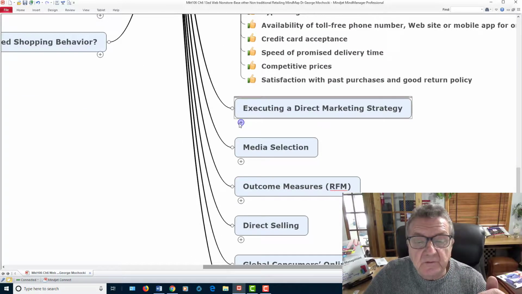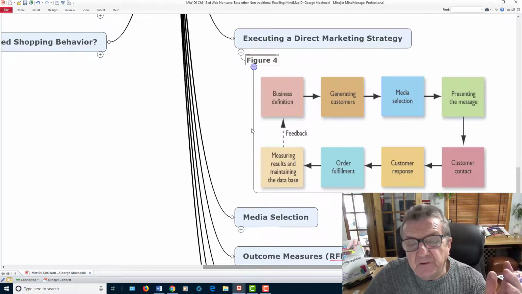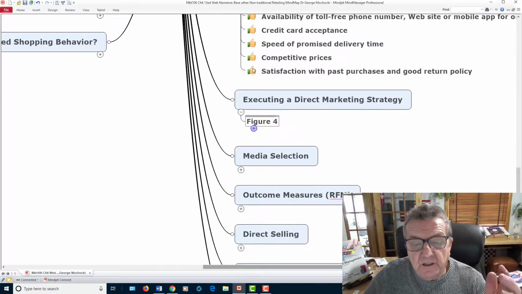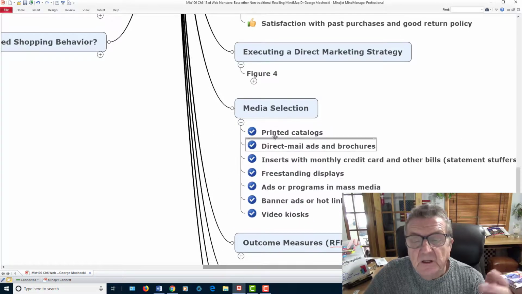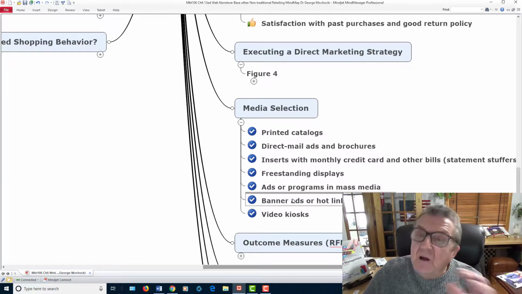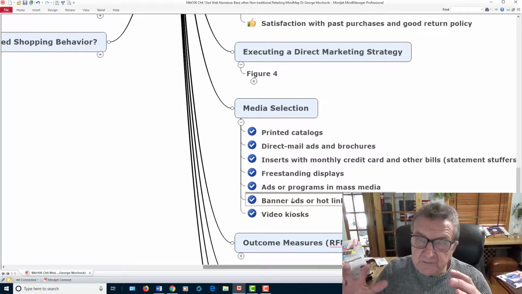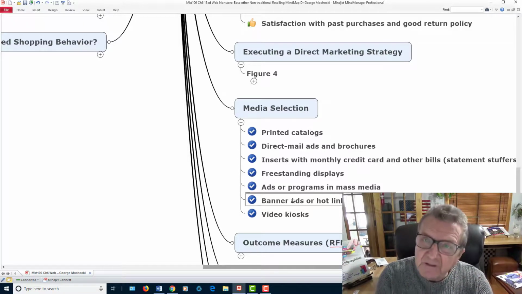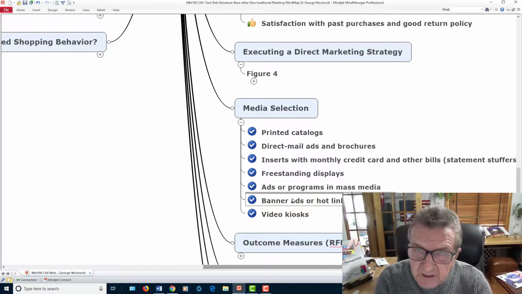Okay, executing direct marketing strategy. And the book had a nice figure. I'm not going to go into it. So look at it. Media selection, printed catalog, newspapers, freestanding displays, ads. Remember, you're on a limited budget. You could have some flyers. You got to have something people touch when you're in that area.